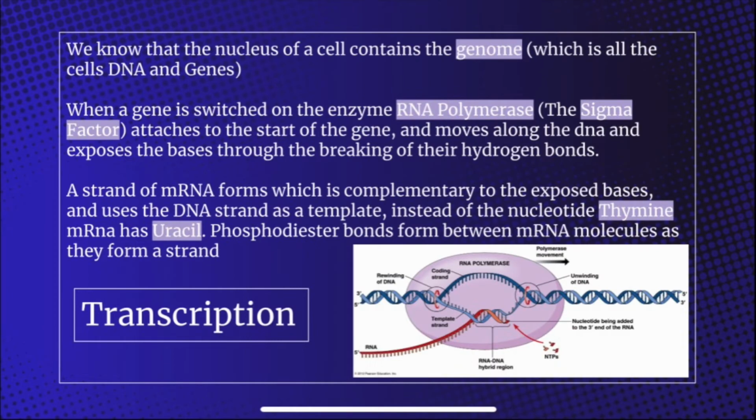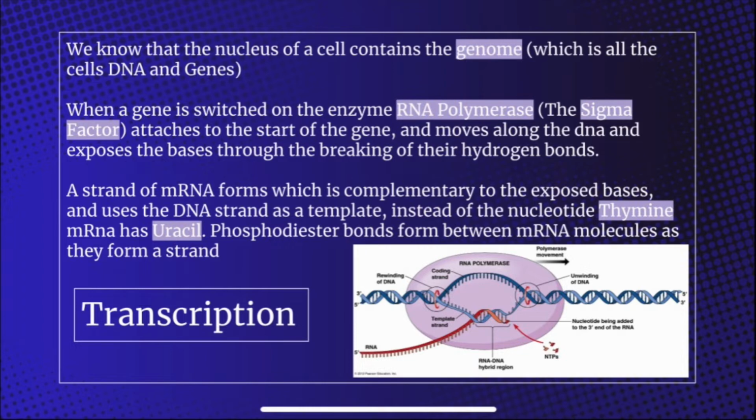So we know that the nucleus contains the genome, and the genome is defined as all of the cell's DNA and genes. When this gene is switched on, the enzyme known as RNA polymerase and the sigma factor in it attaches to the start of the gene. It moves along the DNA, and as a result, it exposes the bases and breaks the hydrogen bonds between them. So it breaks the 2 hydrogen bonds between adenine and thymine, and the 3 hydrogen bonds between cytosine and guanine.